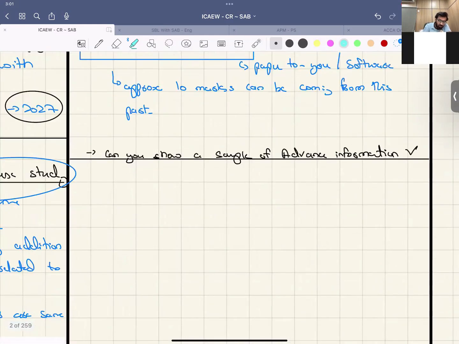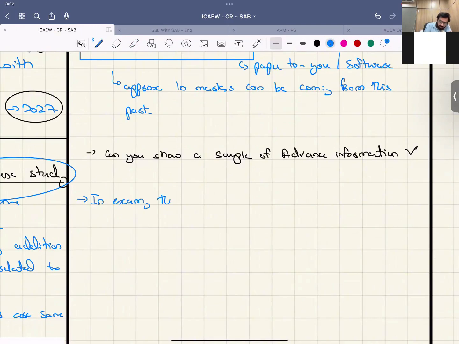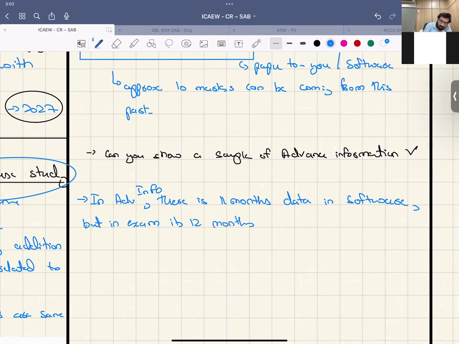So just to note, in the advanced information there is 11 months of data in the software, whereas in the exam, it's 12 months, right? So you have to cover the 11 months before the exam.